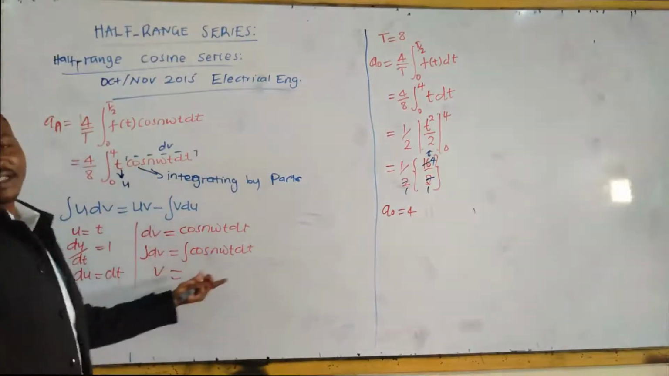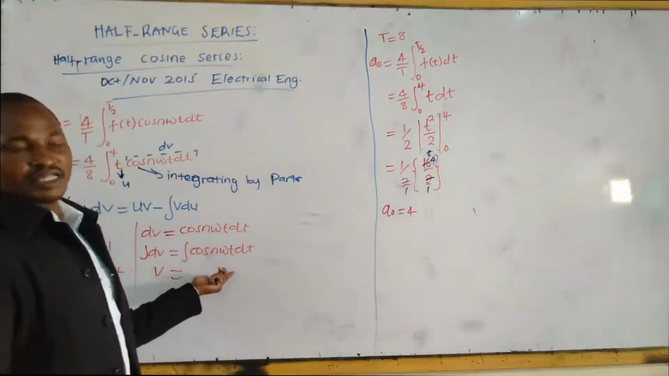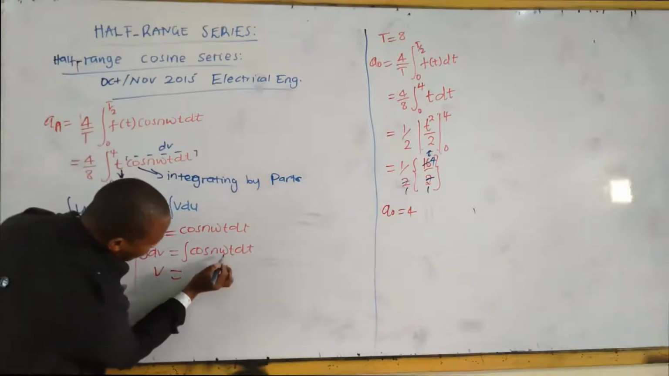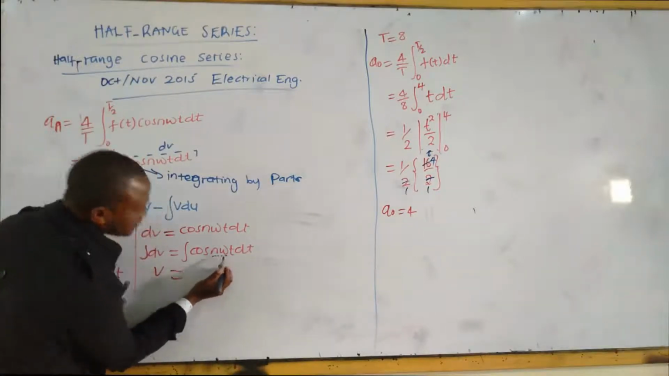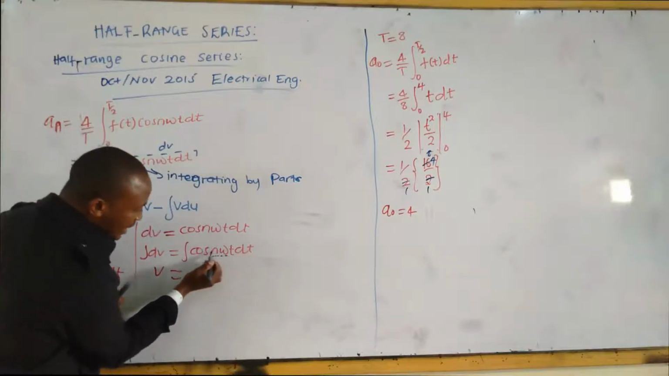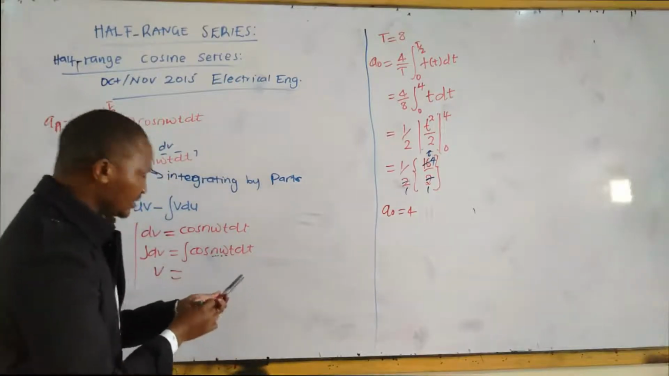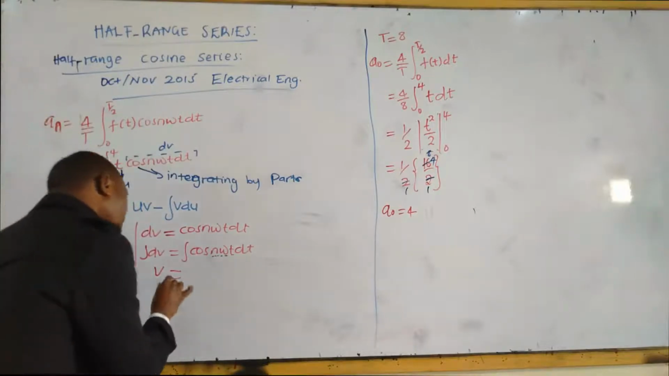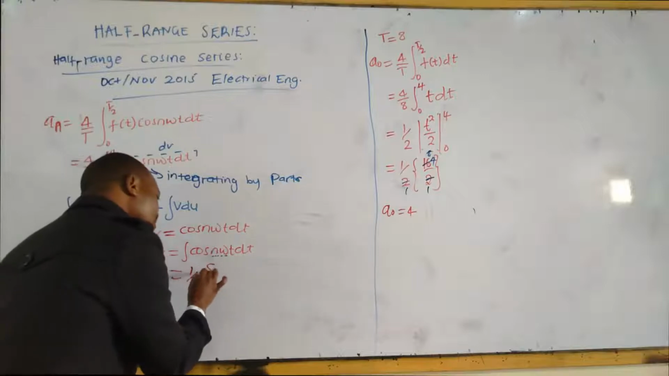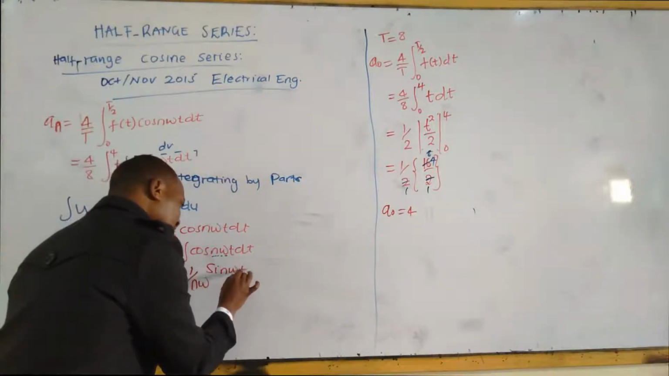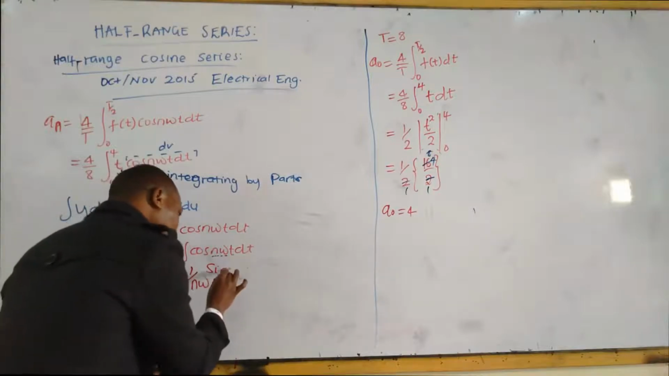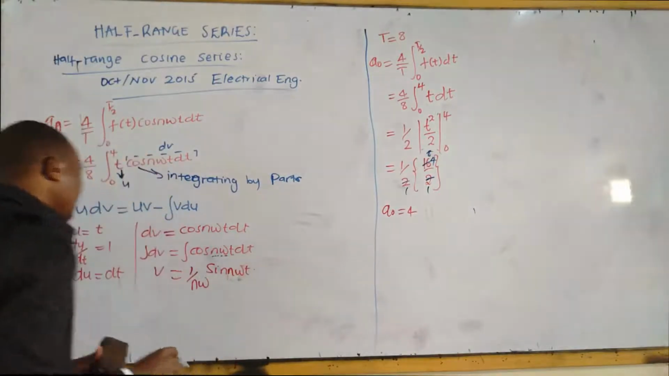If you integrate cosine, you get sine. But whenever you integrate, you divide with a constant. The variable of integration is t, which means n omega is a constant. So you divide with that constant, or you multiply with 1 over the constant. The cosine function changes to sine function: sine n omega t over n omega.